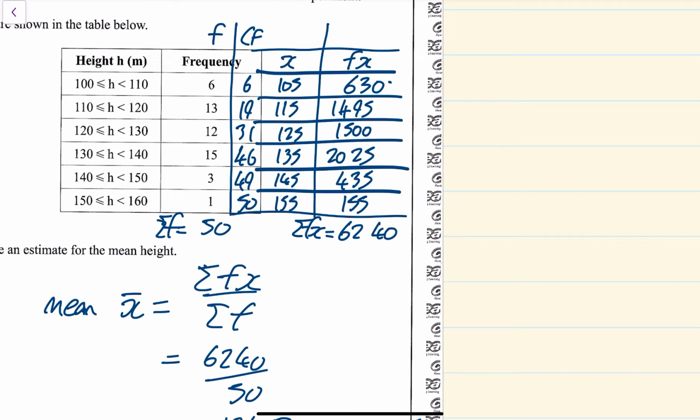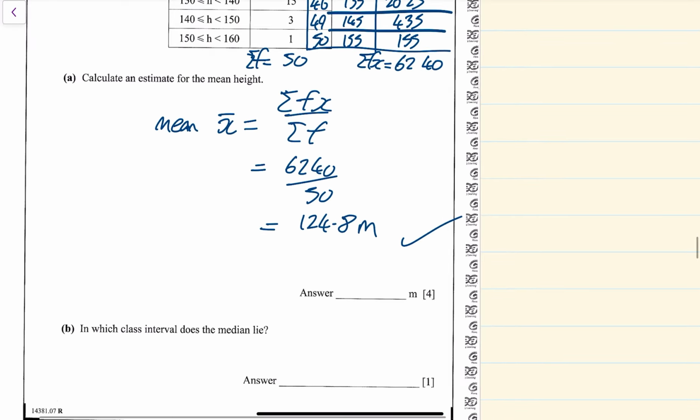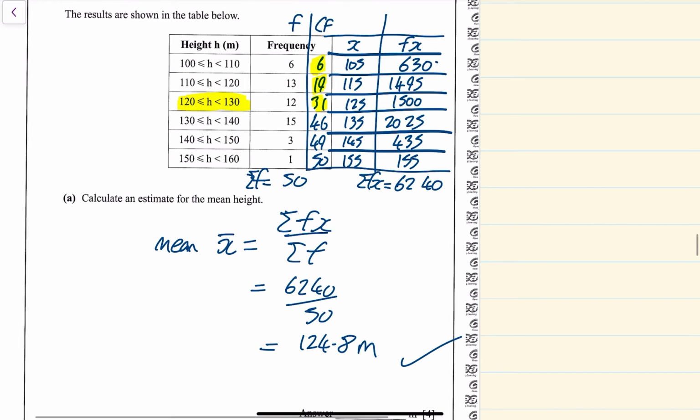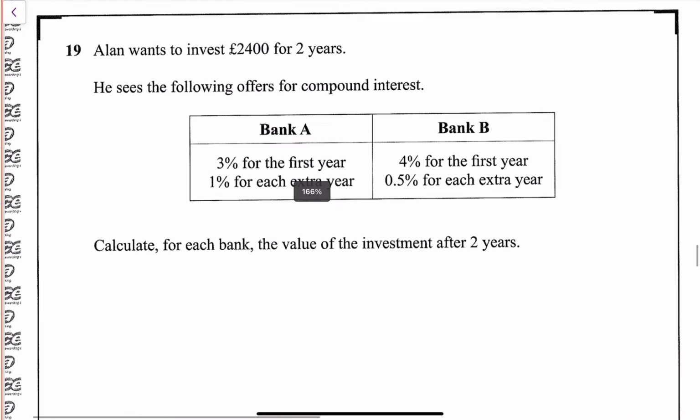Up to here, the first 6 values are in here, then the 7th, 8th, 9th, 10th, all the way up to 19th are in here. So the 20th up to the 31st are going to be in here. So the 25th is definitely going to be in here. So that's how I've worked it out. So it lies in 120 is less than or equal to h is less than 130. That's the class it's in.